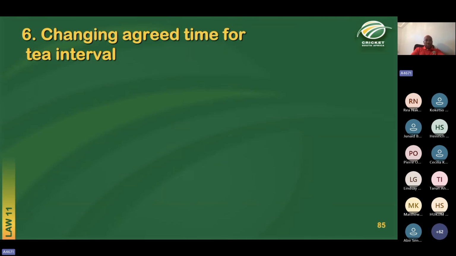So now we've dealt with when and how we need to change the agreed time for lunch. Now we're going to look at when and how we can change the agreed time for tea. And remember, this is not optional. This is mandatory as per law. If these conditions are met, we will change the agreed time for tea.